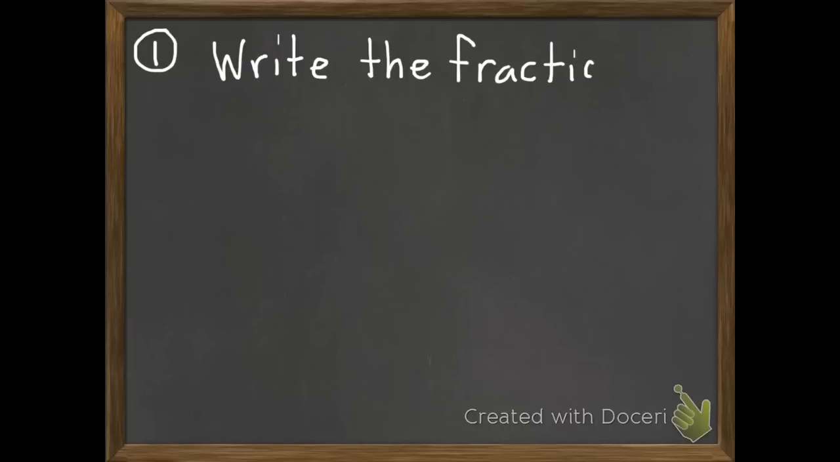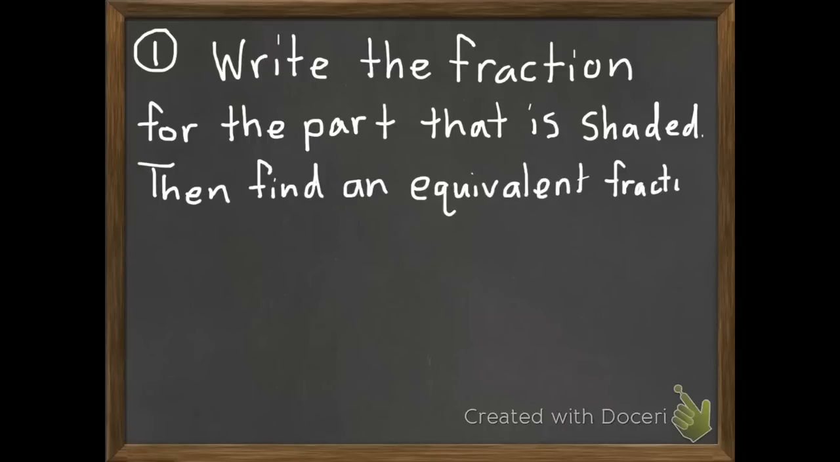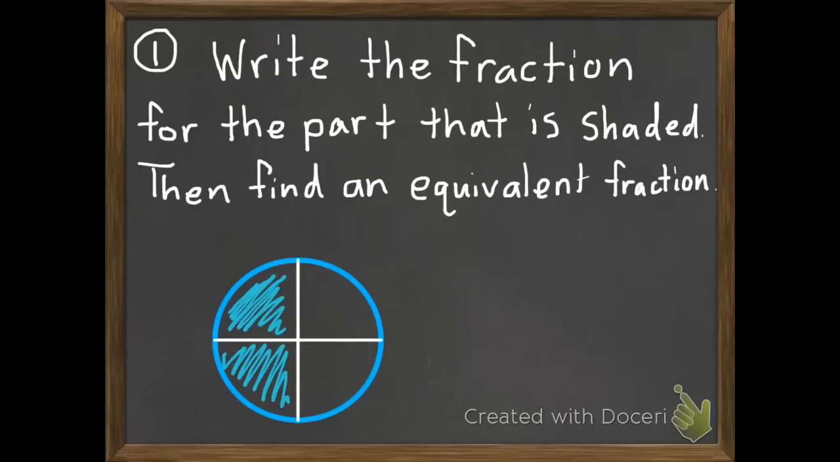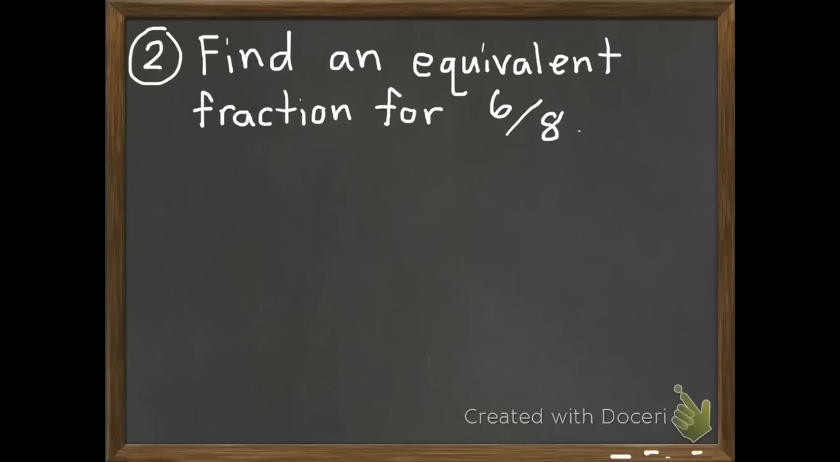Okay, so now it's your turn. First problem. Write the fraction for the part that is shaded, and then find an equivalent fraction. So what do we have shaded here? And then find an equivalent fraction. Number 2. Find an equivalent fraction for 6/8. And remember, you should say, thank you for not making me find 20.